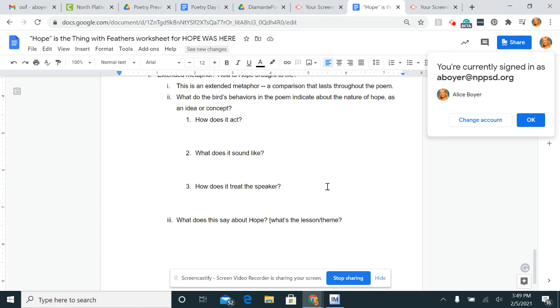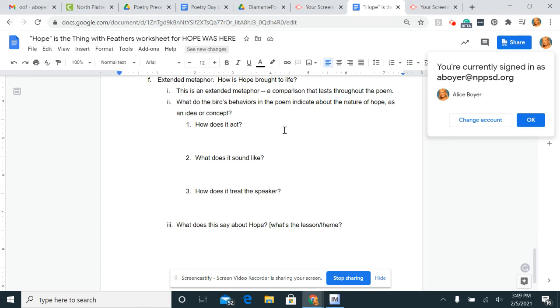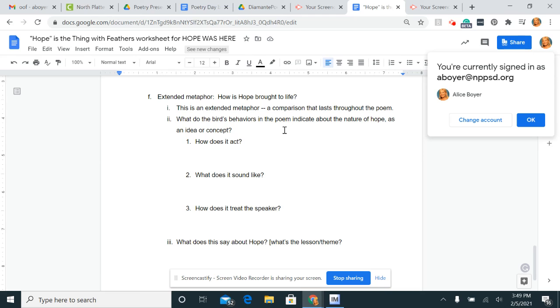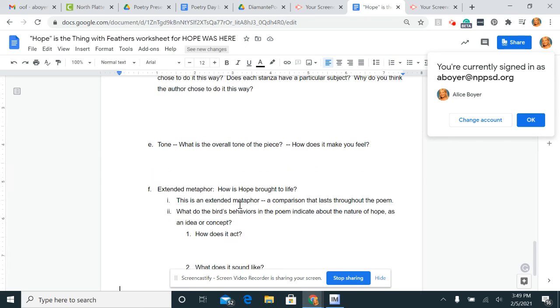All right, and then this very last thing is talking about an extended metaphor. So it's a metaphor. We know that a metaphor compares two things, but an extended metaphor goes out throughout the whole poem. This says, what do the bird's behaviors in the poem indicate about the nature of hope as an idea or concept? How does it act? It is the hope. How does it act? What does it sound like? How does it treat the speaker?